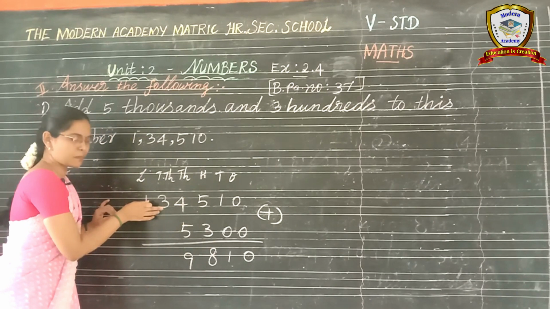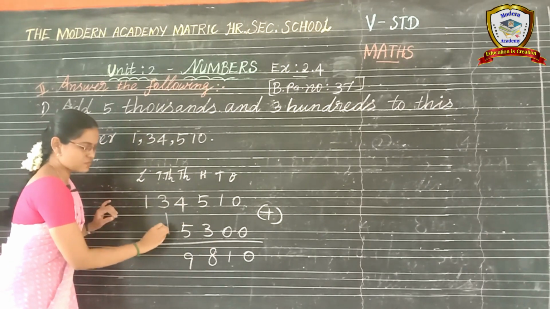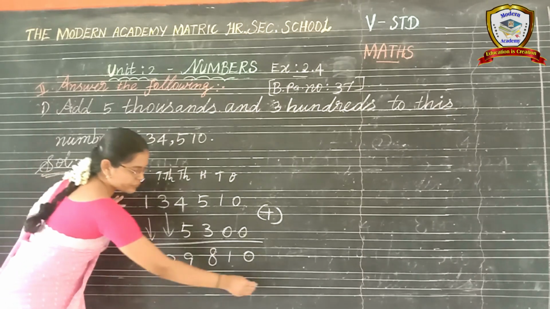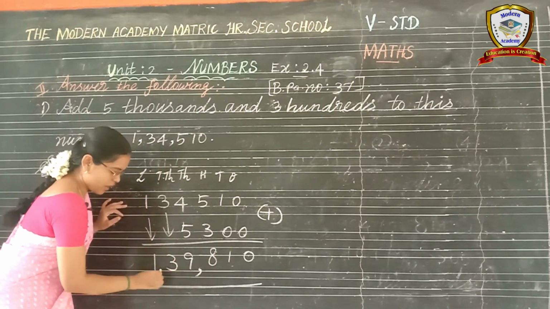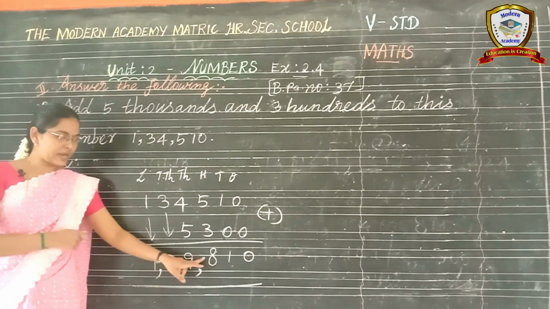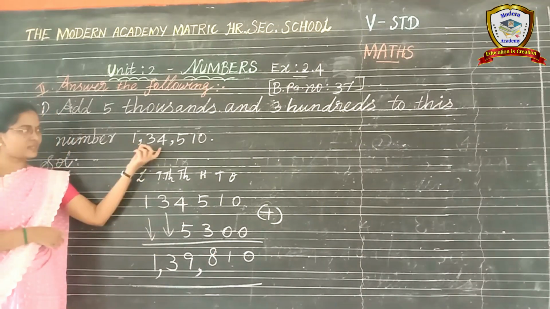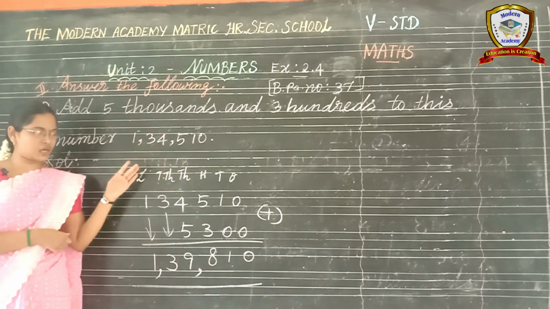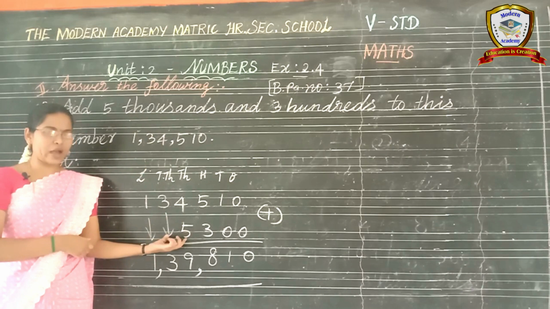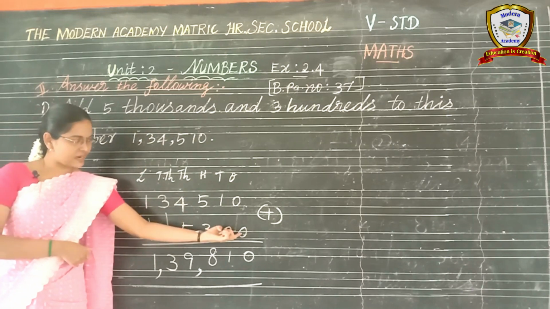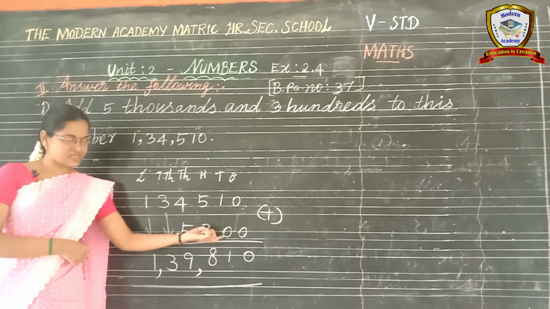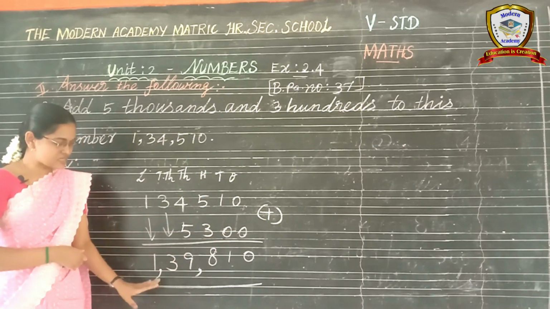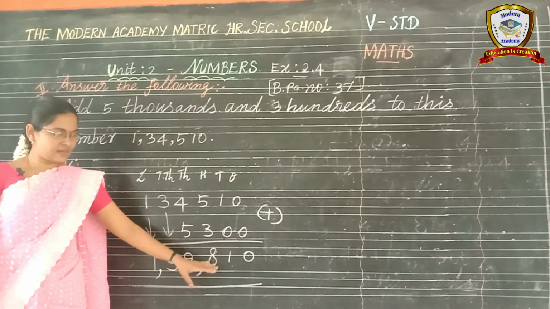Next, here only one number is given, there is no number below. So as it is we can bring down number 3. Next here also as it is we can bring down number 1. So what is the answer? 1,39,810. The given number is 1,34,510. They have asked us to add 5,000s and 300s to this number. So 5,000s, this number we write in the thousands place. Next 300, so 3 in the hundreds place. Next add the 2 zeros. We have to add these two numbers. So the answer is 1,39,810.